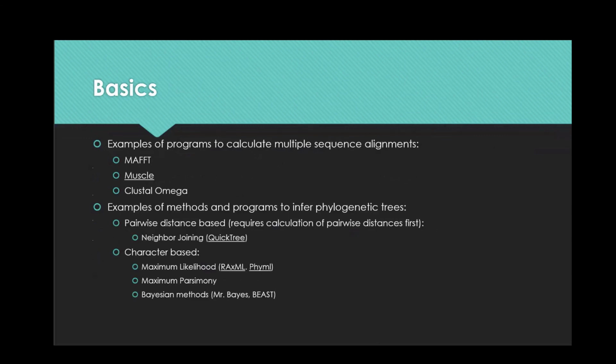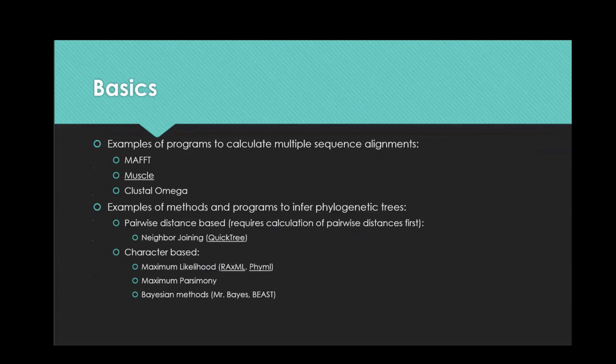MSA calculation is MAFFT, MUSCLE, or Clustal Omega. And I underlined those which are available in ViPR. So in ViPR, MUSCLE is available. Currently, MAFFT or Clustal Omega is not available, but at some point there might be. And same thing for tree building. I mean, there's a greater variety of methods.